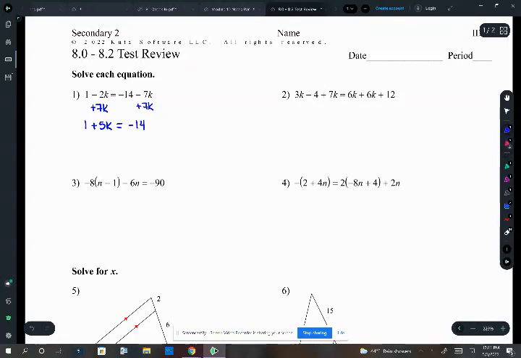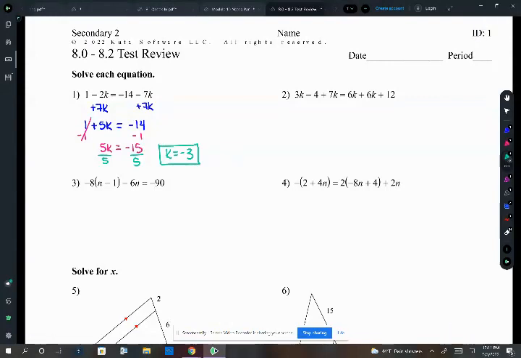And then we're going to get our k alone. So we're going to get rid of the positive 1. So we get rid of positive 1 by subtracting 1. We're doing the opposite. So we have 5k is equal to negative 15. And then we're going to divide both sides by 5. And so we get k is equal to negative 3.